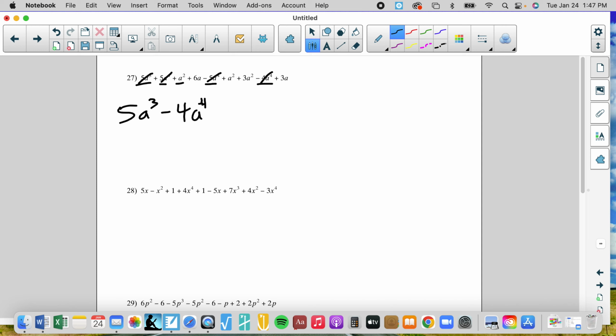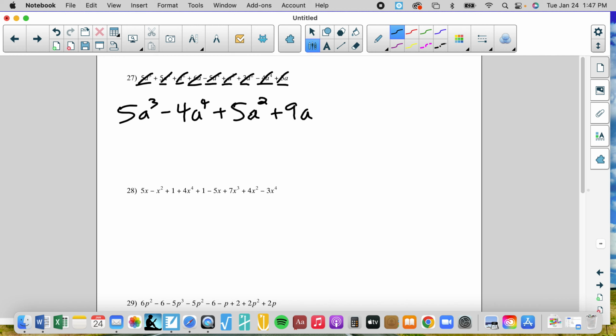We have a to the second. And I have +1, +1, +3, which gives me +5a to the second. My marker's not working so well. And I'm going to cross them out. And now I'm left with 6a and 3a, which gives me +9a. Remember, we combine their coefficients.